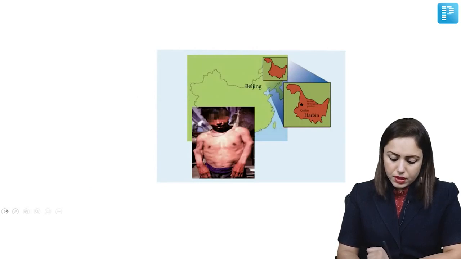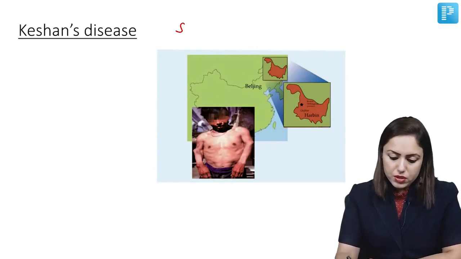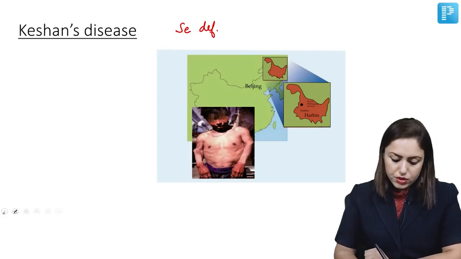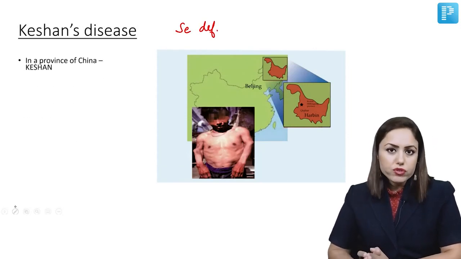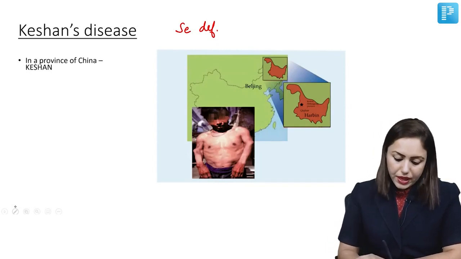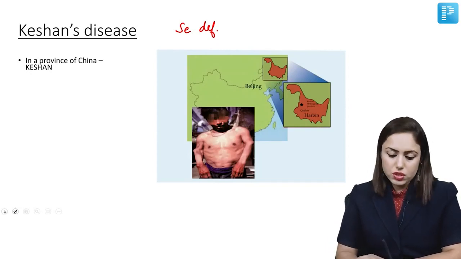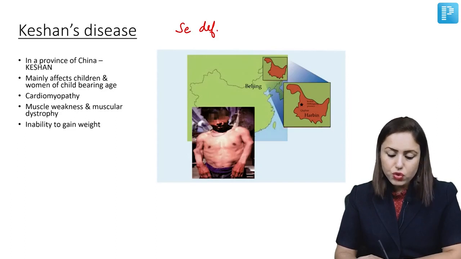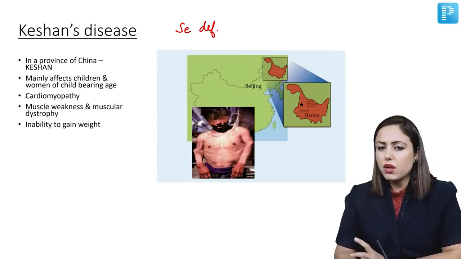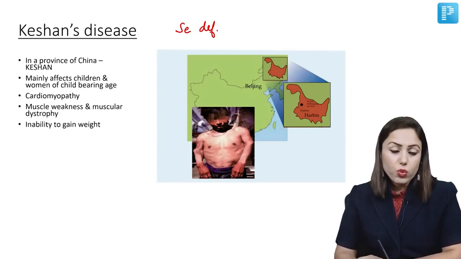Then Keshan disease, which is selenium deficiency. It initially was found in a province of China known as Keshan. That's why the name Keshan disease. Mainly it affects children and women of childbearing age. Patients have cardiomyopathy, muscle weakness, can have muscular dystrophies. These patients are having inability to gain weight.